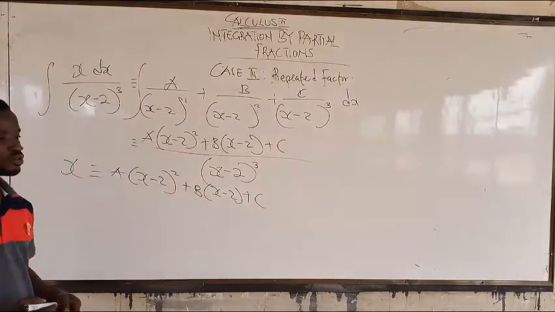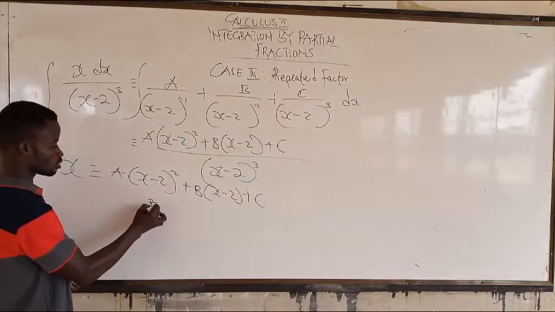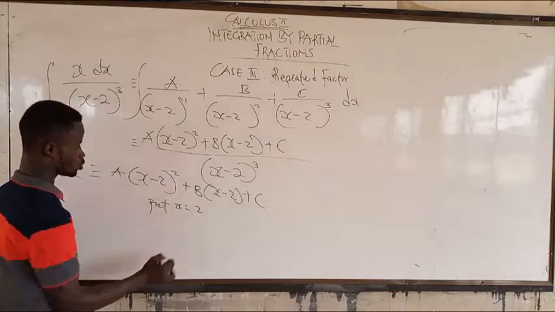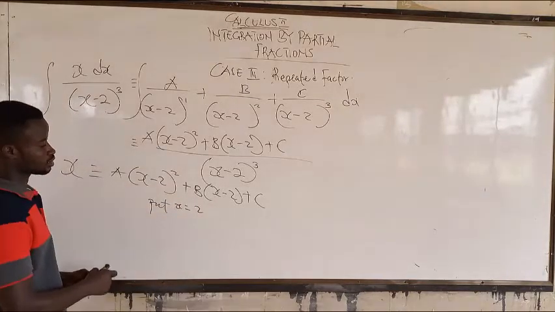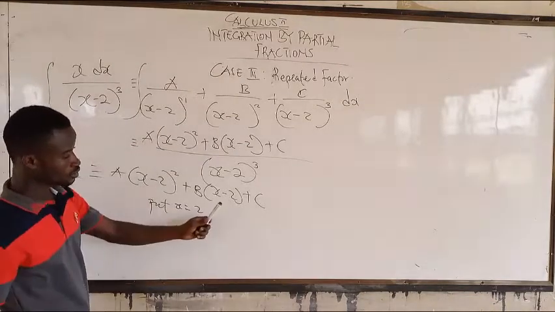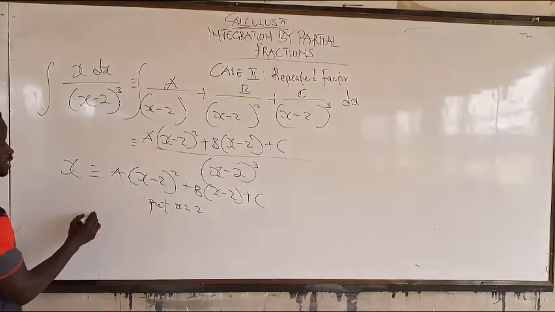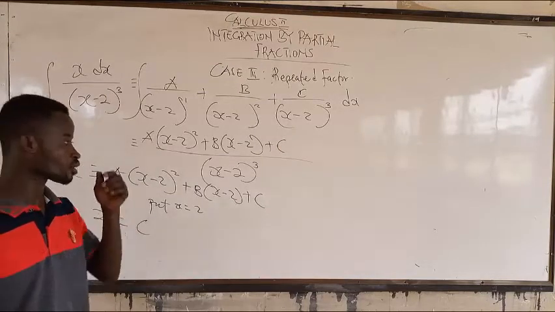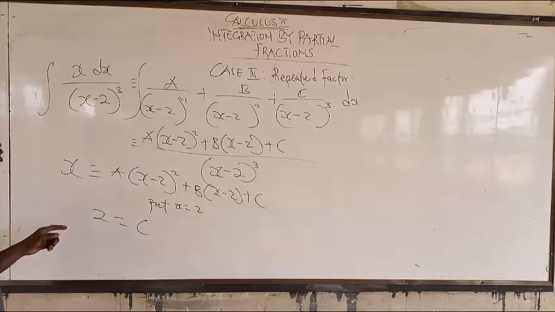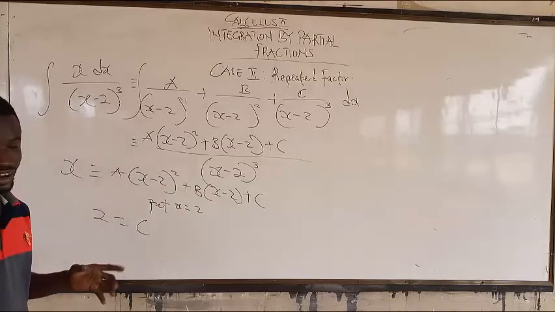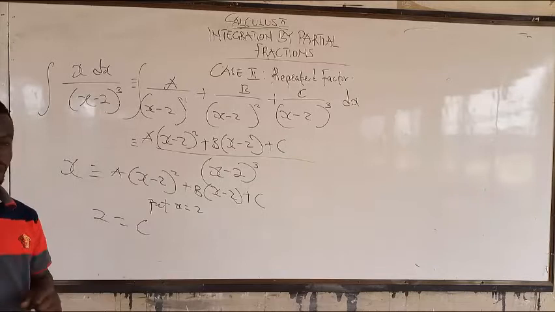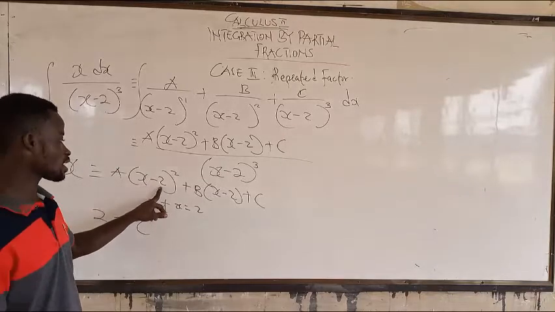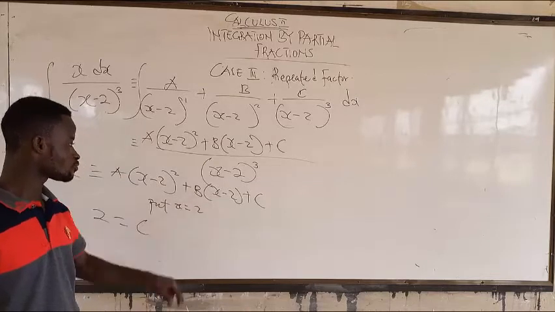Okay, what are we going to do now? When you put s to be equal to 2, here will be 0, 0. So we get 2 is equal to c, so c is equal to 2. Then we go by putting s to be equal to 0. And when you put s to be equal to 0, you see, watch. Here is 0, you get negative 2, here is 0, you get negative 2.